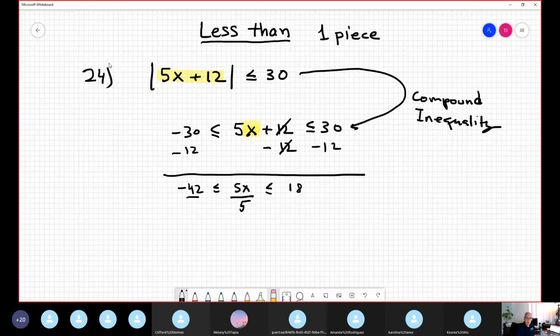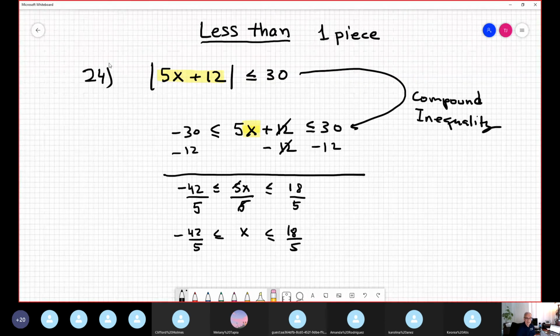And that's it. I know very well that when you divide an inequality by a positive number, the inequality sign stays the same. So this sign stays the same. We have x here in the middle, because 5 is cancelled, and we have minus 42 over 5 and 18 over 5. Leave it at that, because the question specifies clear.